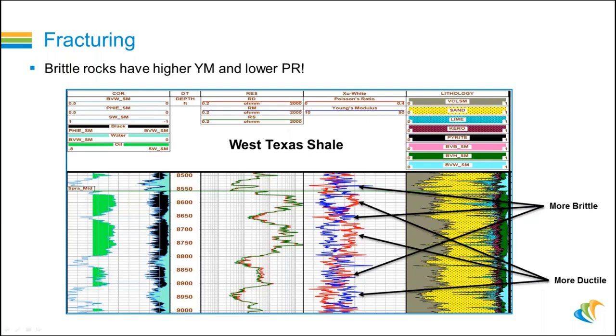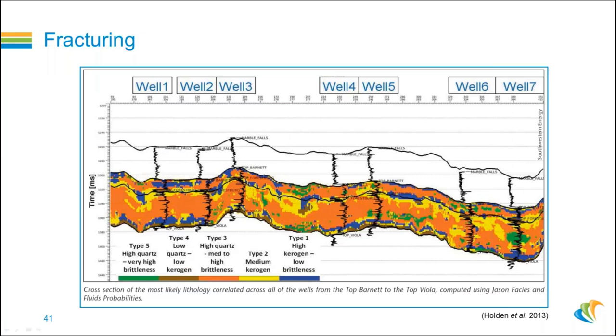Another thing is that when I get this Poisson's ratio and Young's modulus from my well log, then I can map them into my seismic. I do inversion and I map those values into my seismic. The next example is coming from Holden et al., one of my colleagues. They were doing the same operation on the well logs, and then they transferred it onto the seismic.